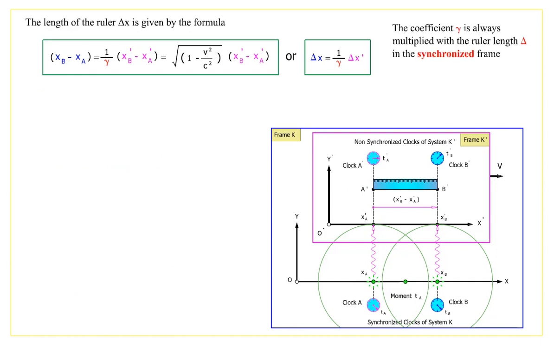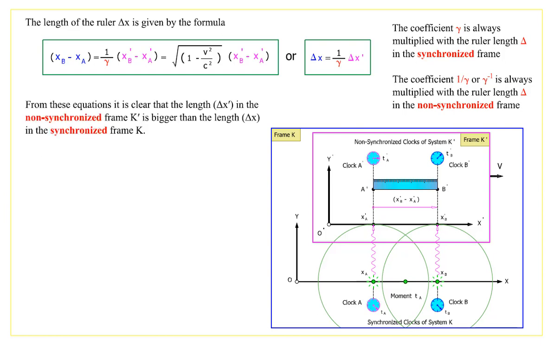The coefficient gamma is always multiplied with the ruler length delta in the synchronized frame. The coefficient 1 over gamma, or gamma to the power of negative 1, is always multiplied with the ruler length delta in the non-synchronized frame.